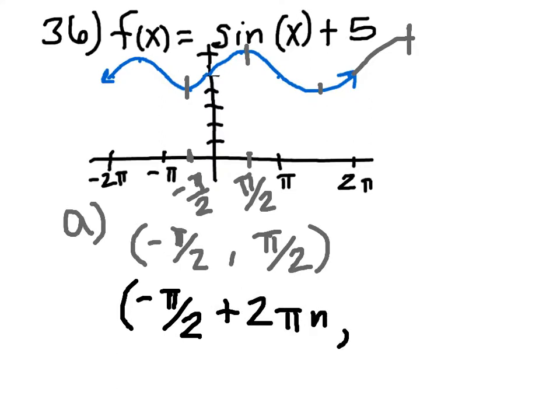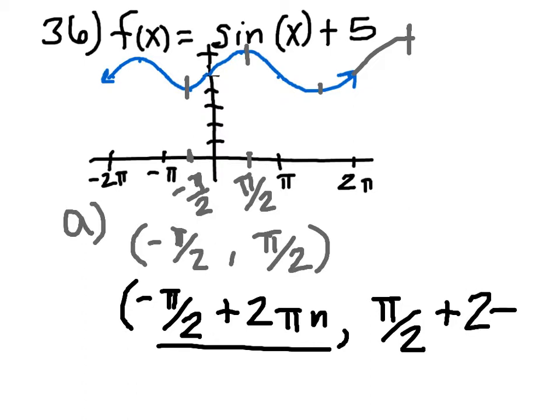That's a little counter. So every multiple of 2 pi before and after this value, I will start another increasing interval. And pi halves plus 2 pi n will mark the end of that increasing interval before or after. Okay?